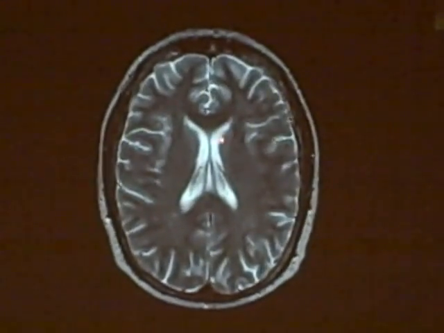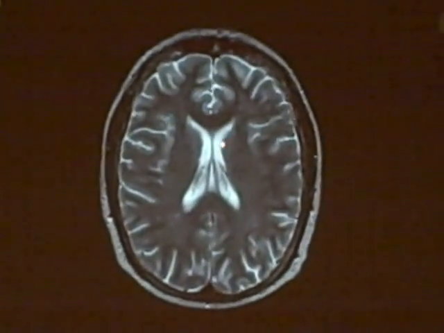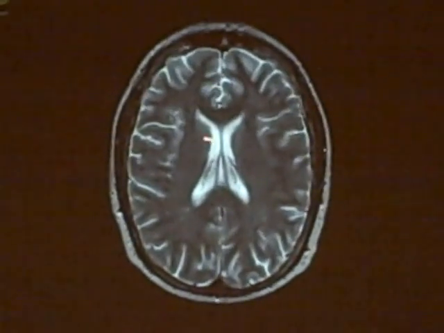And here we see the caudate nucleus, right here. So a nucleus bulging into the lateral ventricle has to be the caudate nucleus. Here and over here.